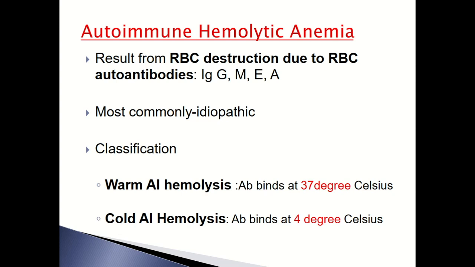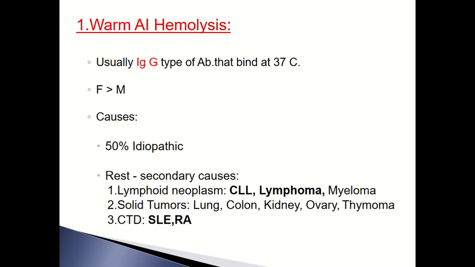Now we switch over to autoimmune anemia. This is the last topic of today's lecture. Autoimmune hemolytic anemia: whenever there is RBC destruction due to RBC autoantibodies, either IgG or IgM. The most common classification: warm autoimmune and cold autoimmune. In warm autoimmune, the antibody binds at 37 degrees centigrade; cold antibody binds at 4 degrees centigrade. Warm autoimmune hemolytic anemia has the IgG type of antibody, the G stands for hot, garam. So G stands for warm, and that binds at 37 degrees.